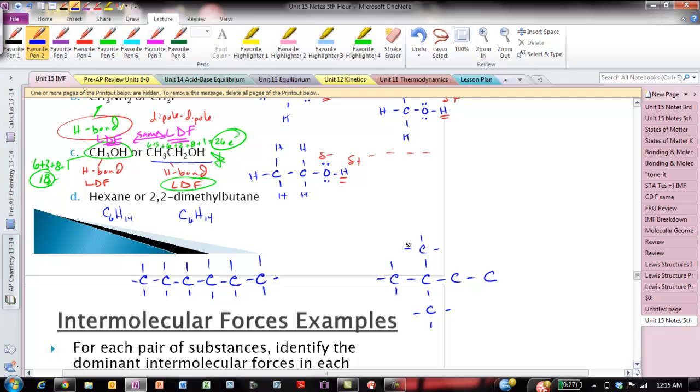Alright, I'm going to go ahead and draw the H's in on this guy. Alright, and that should be C6H14 as well. Okay, so they have the same formula. Well, what does that tell us? Okay, they both have LDF for sure, because all things do. And if they have the same formulas, they have the same electrons, which means they have the same LDFs. There's the same likelihood of electrons overloading to one side or the other.